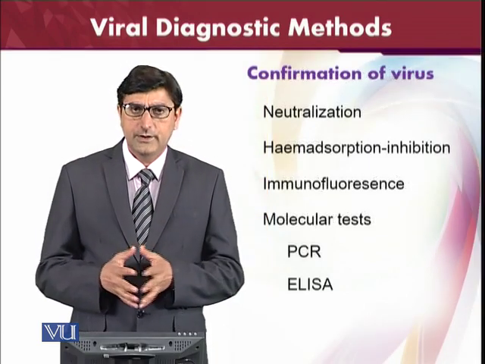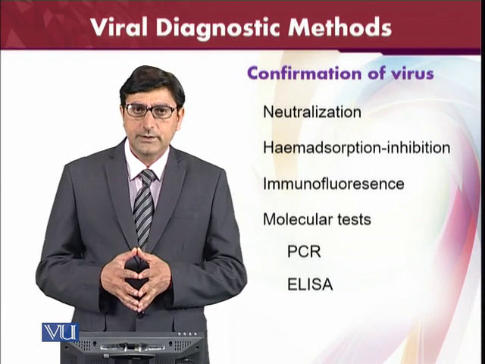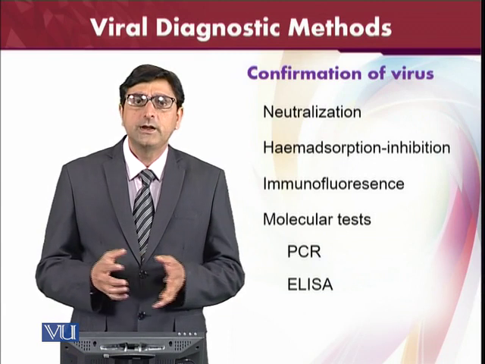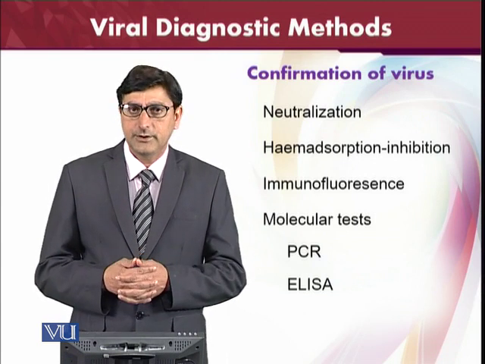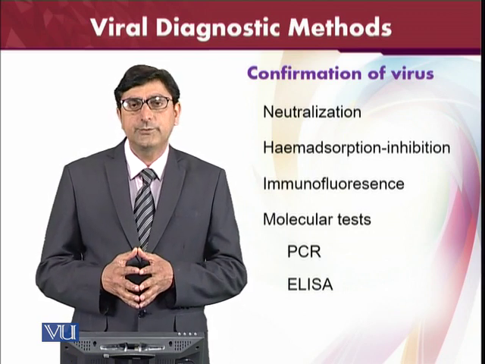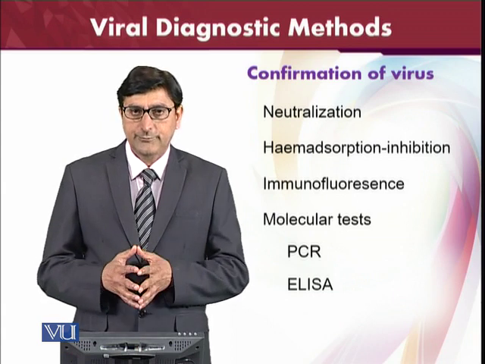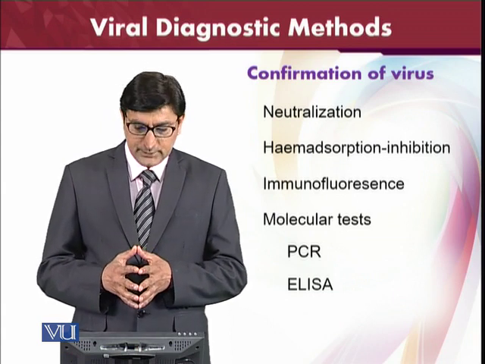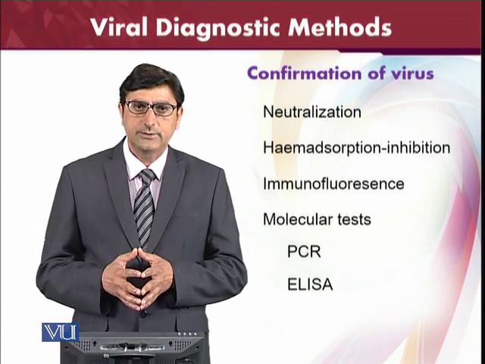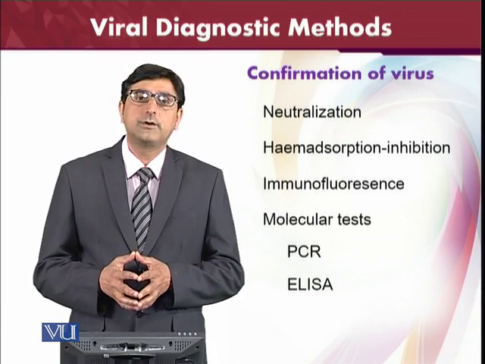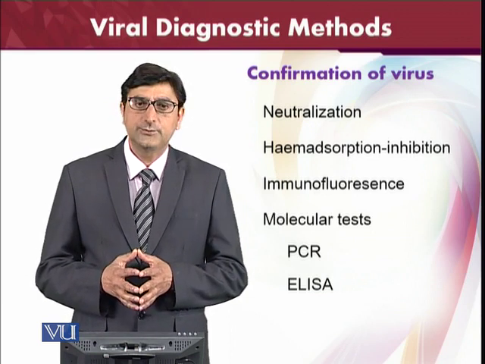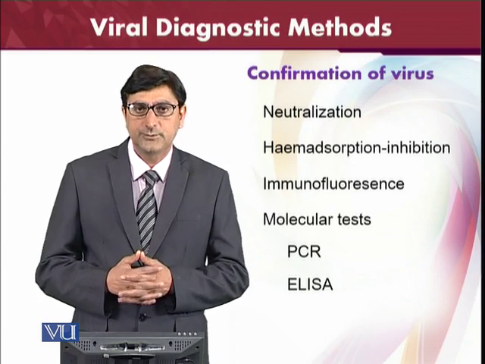Now, how to confirm the virus? After the examination from the histological point of view, you can confirm the virus on the basis of neutralization. There are different kinds of neutralization tests available, like the serum neutralization test or the virus neutralization test. There is also the heme absorption-inhibition test, which is performed in a similar way, just like agglutination. And then there is the immunofluorescence test. On the basis of the fluorescence, we can see the virus. And then there are molecular tests. These are in the era of molecular biology. We can use PCR and we can use ELISA, on the basis of which we can diagnose the specific virus.